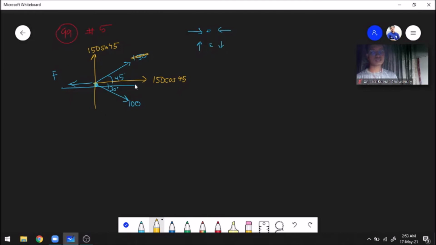This 100 is in this quadrant. Here is a component, here is a component. This component will be 100 cos 30, and this will be 100 sine 30. This is cos because this line contains this angle, therefore this is cos, and automatically the other is sine. So now we have all the forces along the plane or perpendicular to the plane.